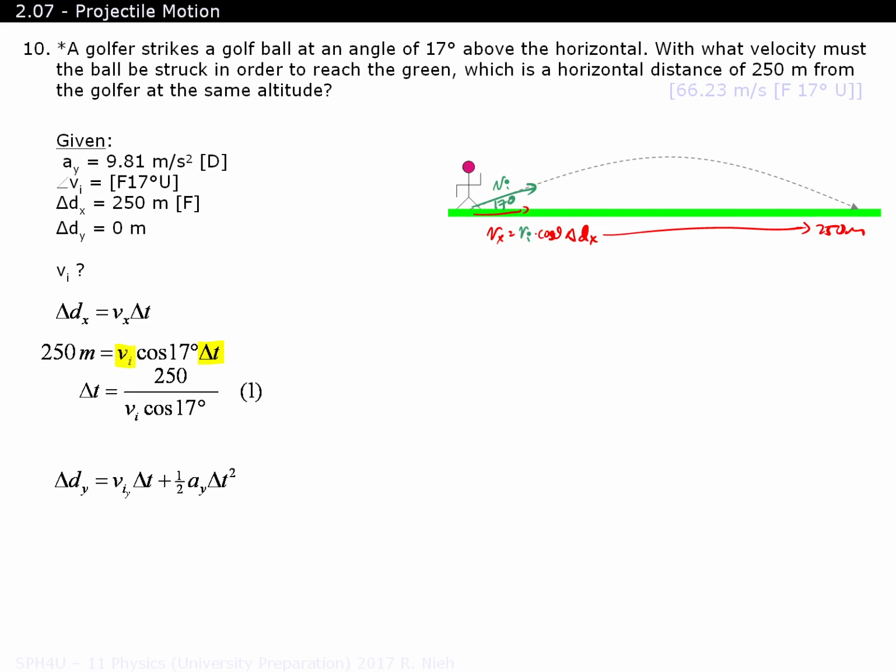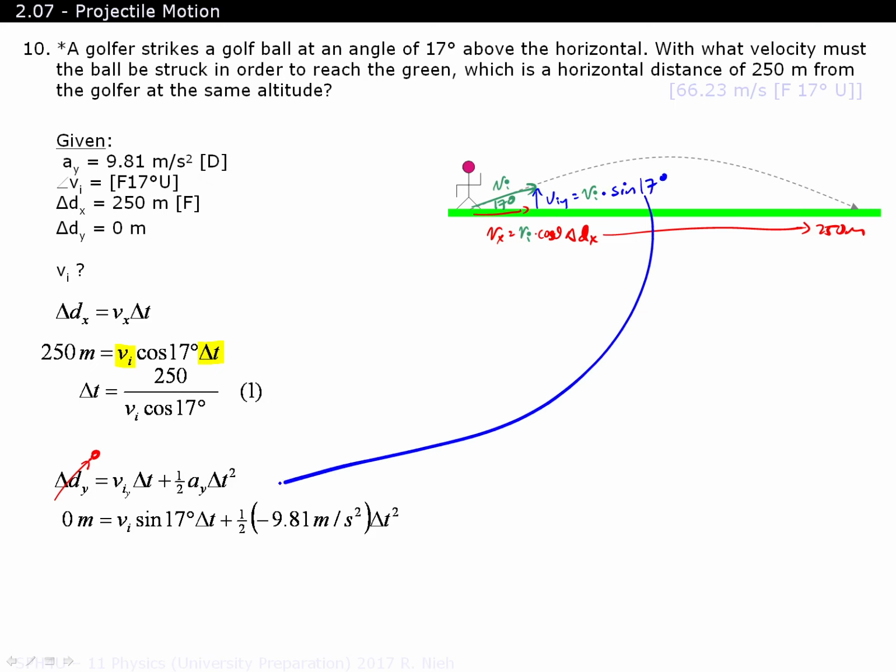In our y dimension, we have to use this equation here. Again, it's going to rise and fall back to the same height, so our dy goes to 0. So 0 is equal to Viy delta t. Again, our Viy is equal to our Vi, and as it's opposite of 17 degrees, we multiply it by the sine of 17 degrees. Again, that's where we got this from. Once we sub it in, we get something that looks like this.